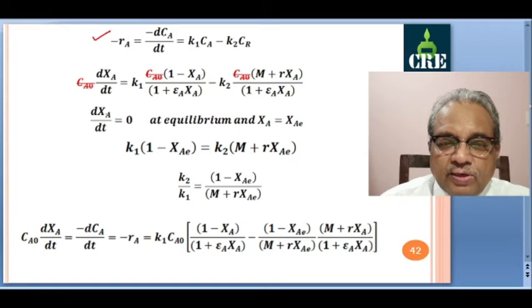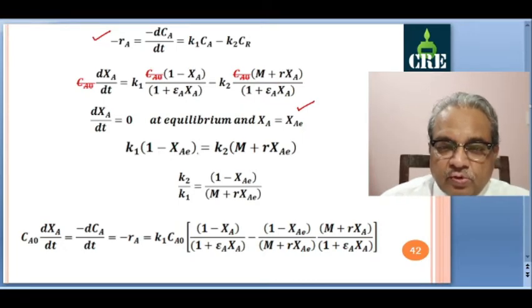At equilibrium, dxa by dt is equal to 0, so that is xa is equal to xae. So if I write this as 0, K1 into (1 minus xae) is equal to K2 into (M plus R xae). This is the relation we get at equilibrium. So we can write K2 by K1 as (1 minus xae) divided by (M plus R xae).